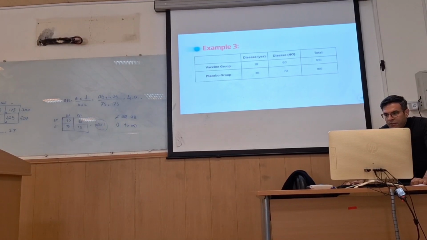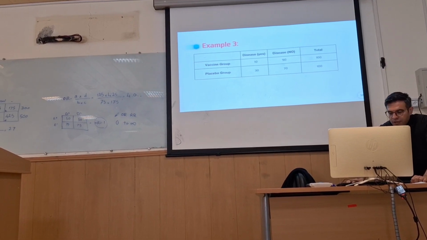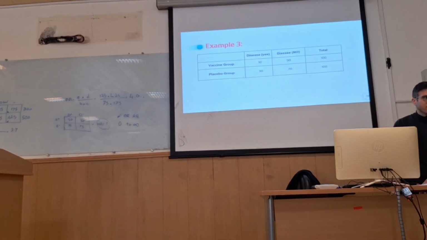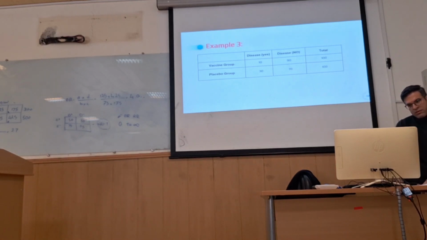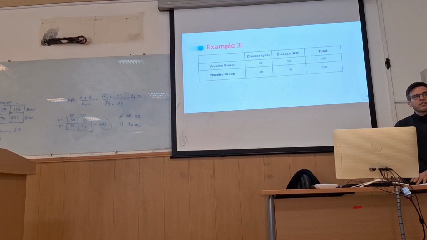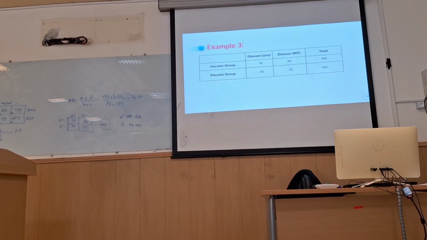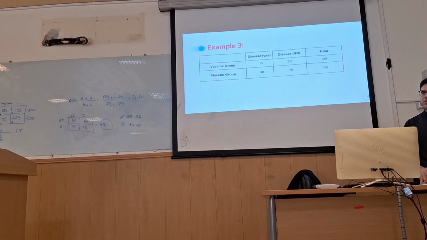Relative risk 0.3, and odds ratio 0.35. What's the interpretation of these values? People who are vaccinated are less likely to have the disease; it means a negative association, the vaccine is a protective factor. Or the risk of disease in the vaccine group is less than the risk of disease in the placebo group.